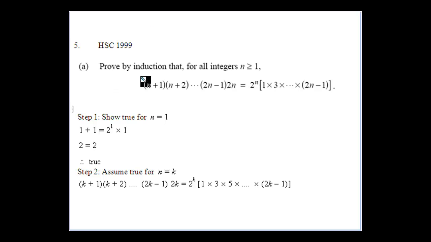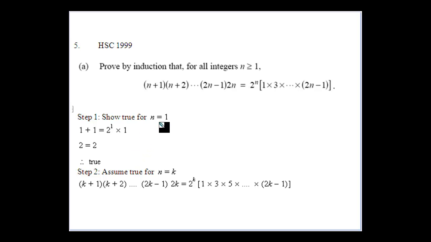Okay, question 5 here is hard. So we're going to prove this is true. (n+1)(n+2)(n+3) and so on through to (2n−1)(2n) will be equal to 2 to the power of n times the product of the odd integers through to 2n−1. It's really not a fun one. But again, you've got to do your best with your algebra and your steps.